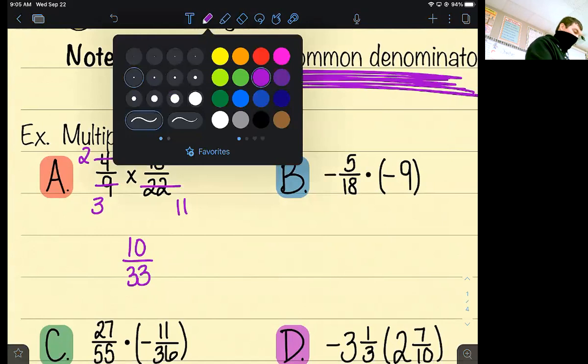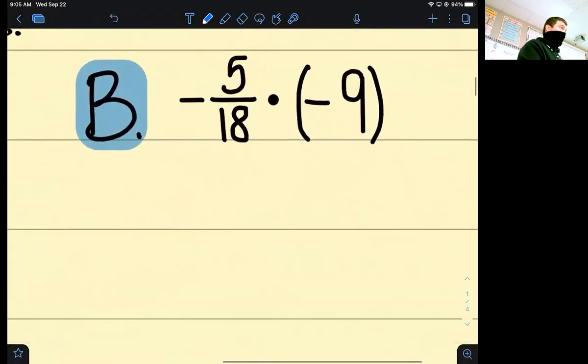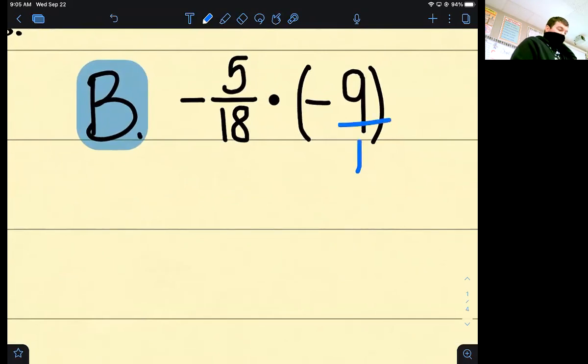Example B. I see an integer here, which I can turn into a fraction by doing what? Put it over 1. Boom, now it's a fraction. Do you see any top number that can cancel with a bottom number? Oh, thanks, Parker, for volunteering. Do you see any top number that cancels with a bottom number? Parker, there is one. Look at the top right and bottom left. What numbers are those?